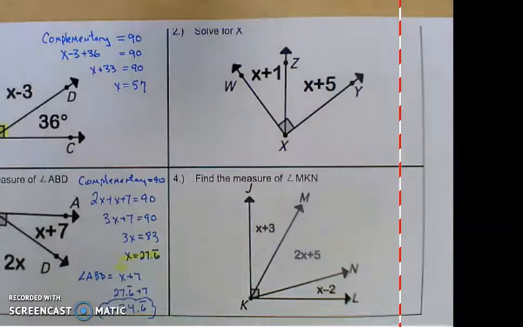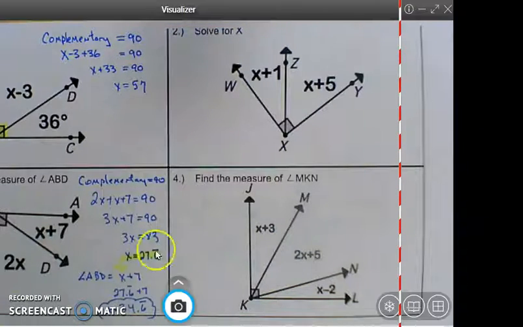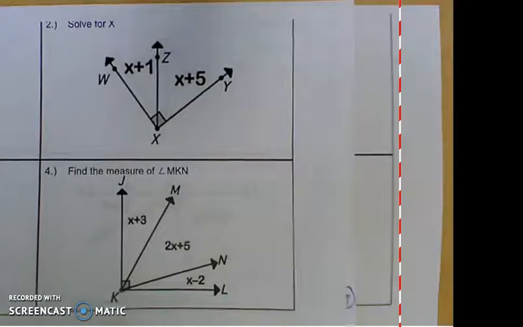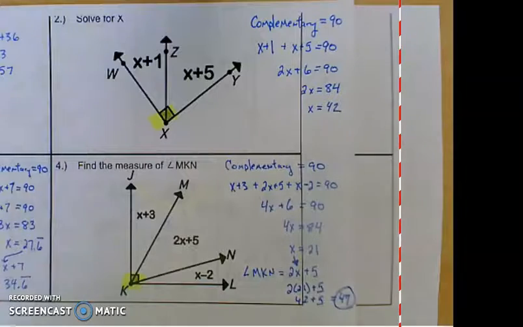Okay, at this point I'd like for you to take just a moment, pause the video here, and give number 2 and number 4 a try, and come back in just a moment and I'll give you those answers. Okay, so I asked you to look at 2 and 4. Here are the answers that I got. Hit pause, take a minute to check your work, and then we'll look at supplementary angles.